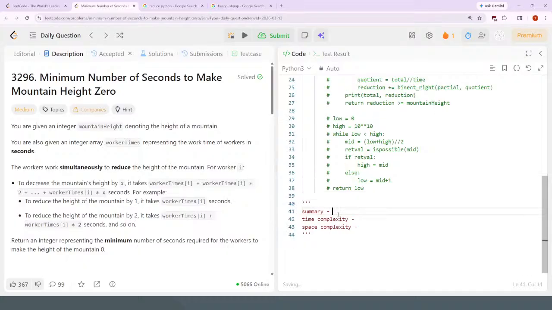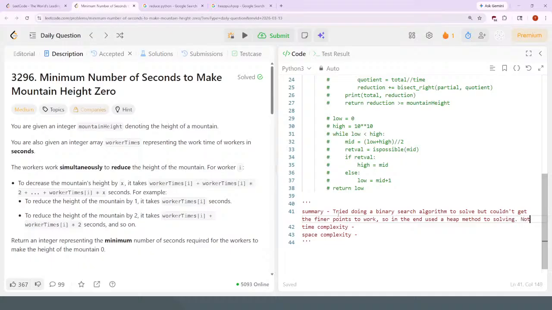kind of a journal. Tried doing a binary search algorithm to solve, but couldn't get the finite points to work. So in the end, used a heap method to solving. Not great, but a bit tired to do better at the moment.